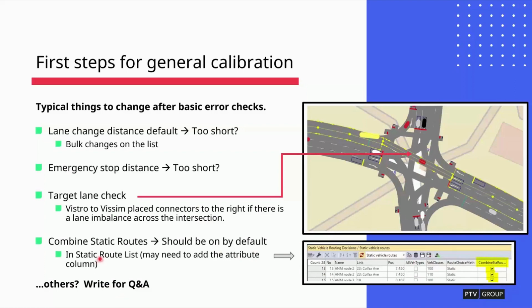And then lastly, you have static routes. This by default will be checked if you use static routes. And you can combine these together to create one long flow from intersection to intersection. So that's definitely something you really want to look at, is the static routes.